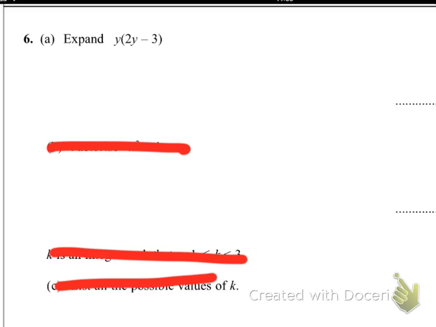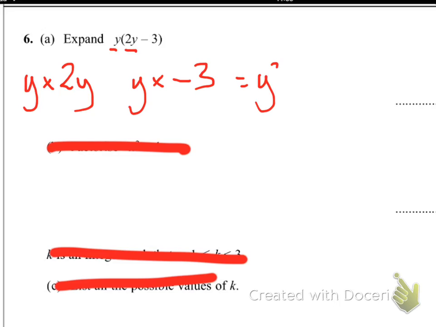And here we go. So it is the y times the first thing in the brackets, so that's y times 2y, and then it's the y times minus 3, which gives me 2y times y equals y squared, sorry that's wrong, is 2y squared, and then it's minus 3y. Okay, if that doesn't leap out at you, then what we can do is this.